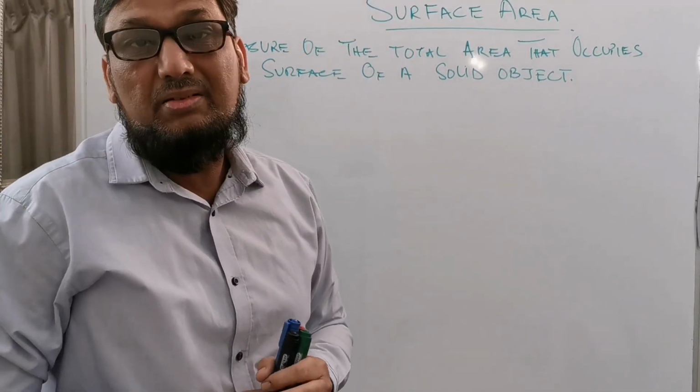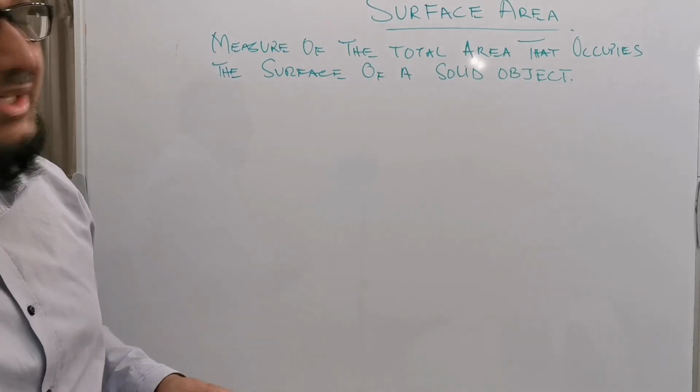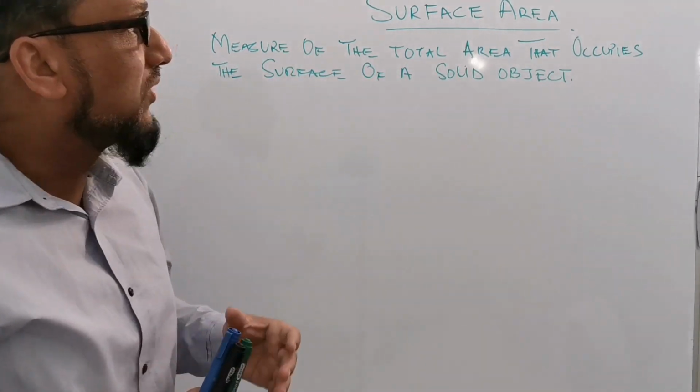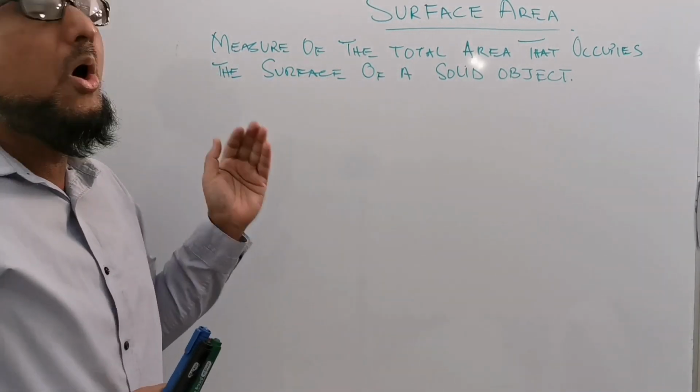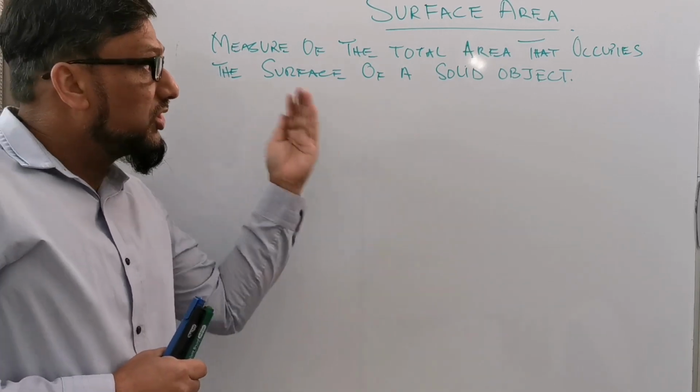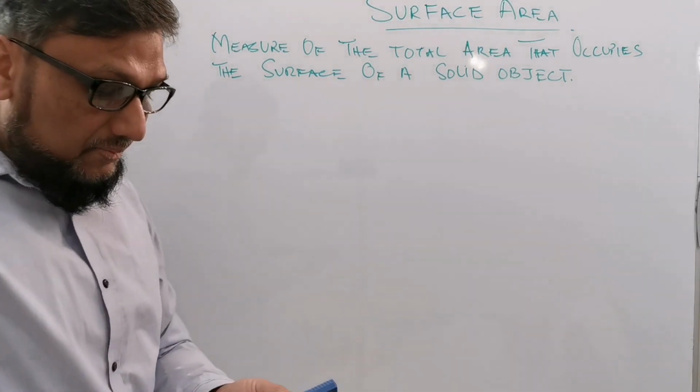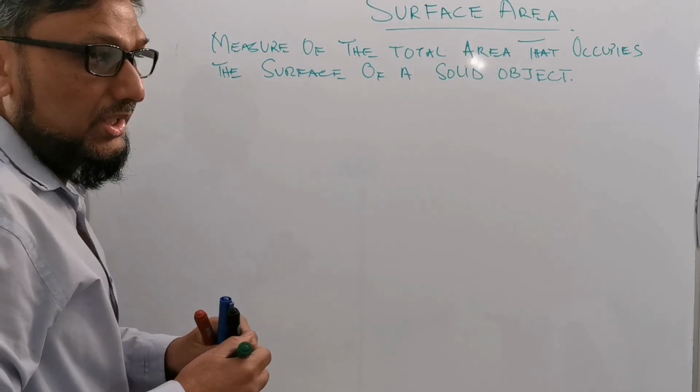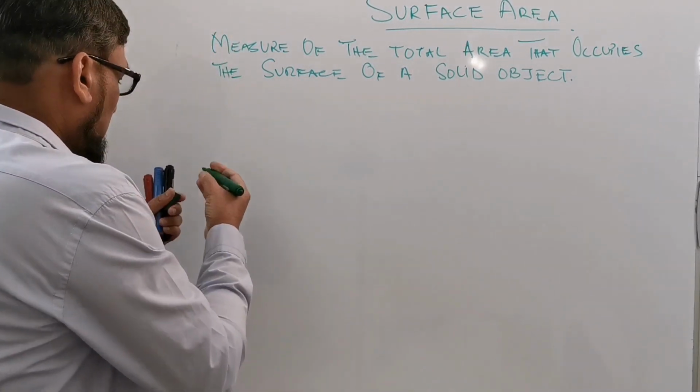It's called surface area. And what is surface area? It is a measure of the total area that occupies the surface of a solid object. So today I'm going to discuss the cube and cuboid. Okay, first I'm going with the cube.